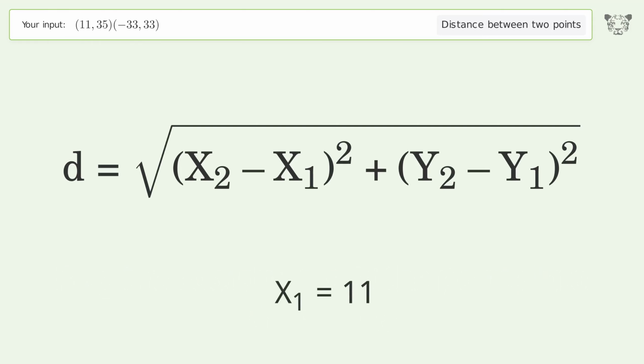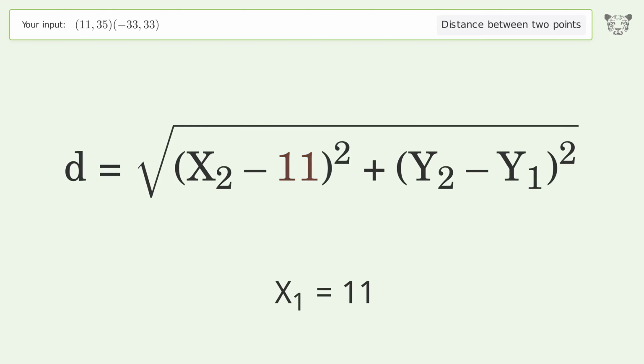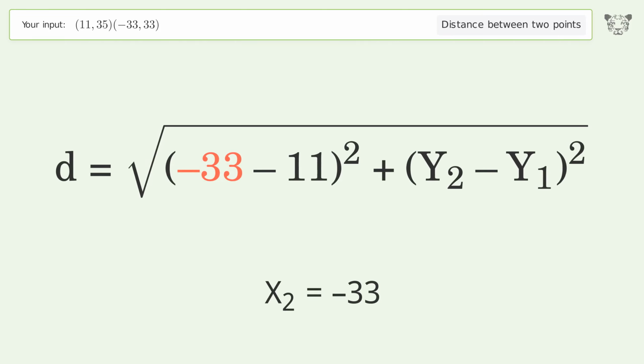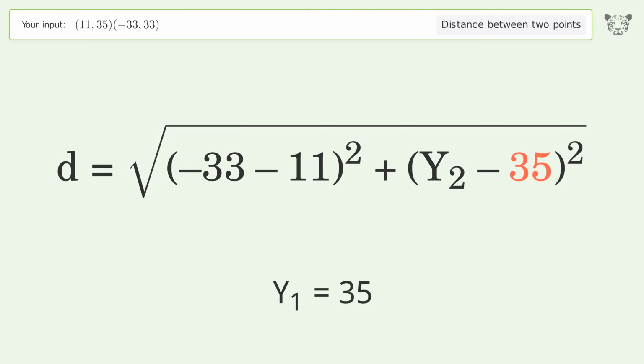x1 equals 11. x2 equals negative 33. y1 equals 35. y2 equals 33.